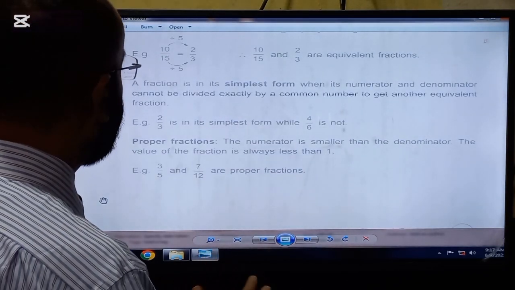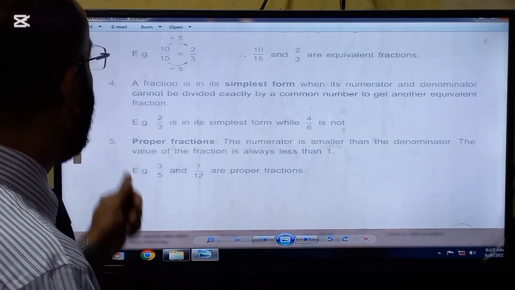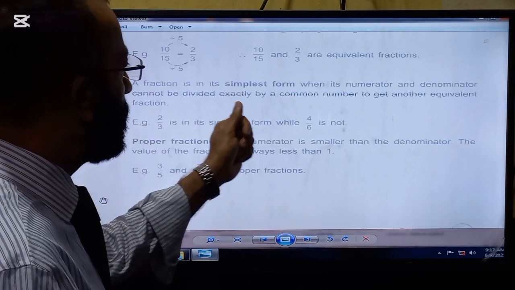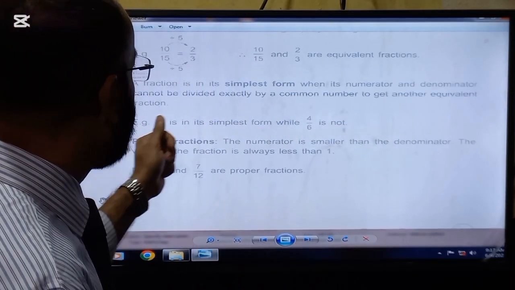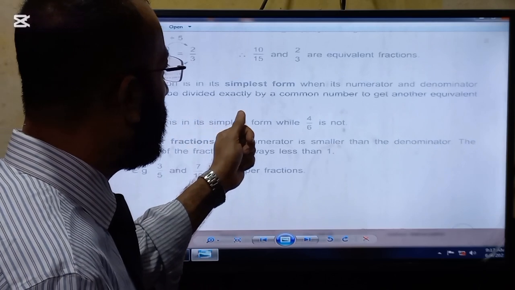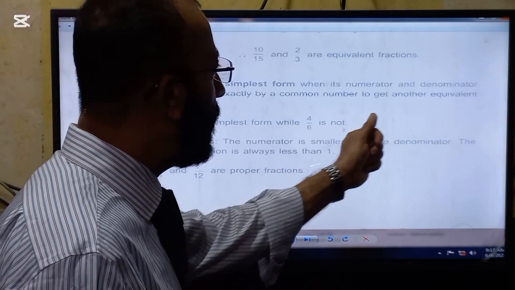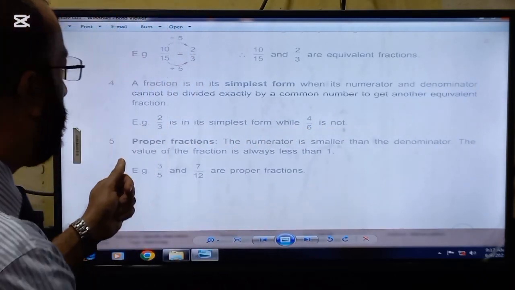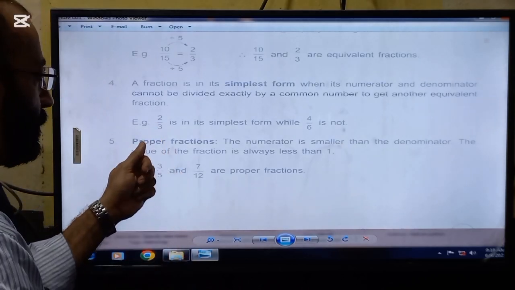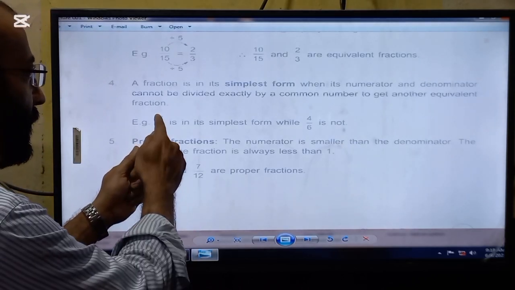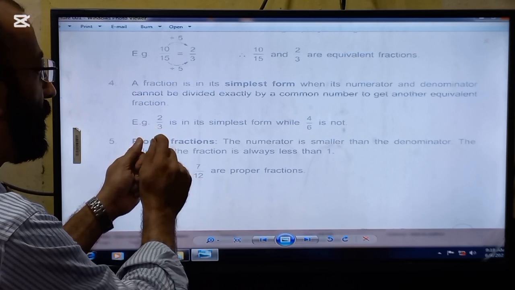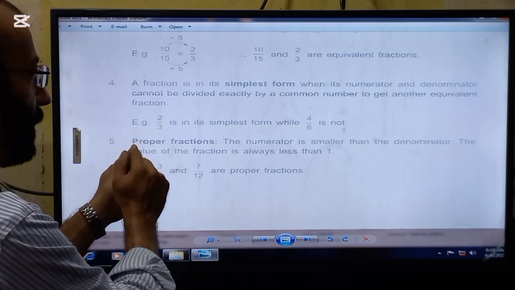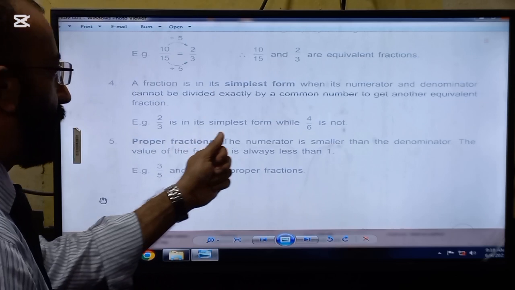The next concept in the lecture is a fraction is in its simplest form when its numerator and denominator cannot be divided exactly by a common number to get another equivalent fraction. For example, this is a fraction. If you can see, the numerator and denominator cannot be divided by a common number. So that's why this is the simplest form.